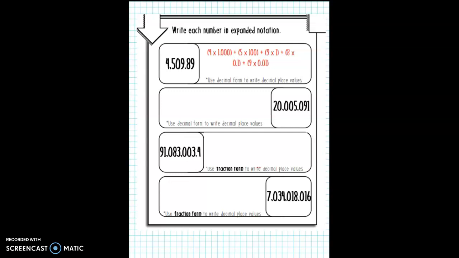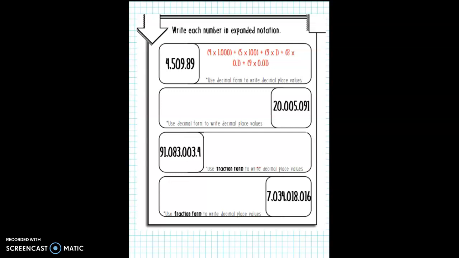Then we move into the decimals. 8 times 0.1, or 1/10. And then 9 times 0.01, or 1/100th. Notice the directions on this one say to use decimal form. Sometimes you use fraction form, but for this one we use decimal form. We're going to repeat this process with the next 3 problems.